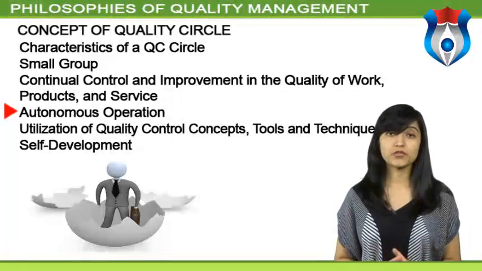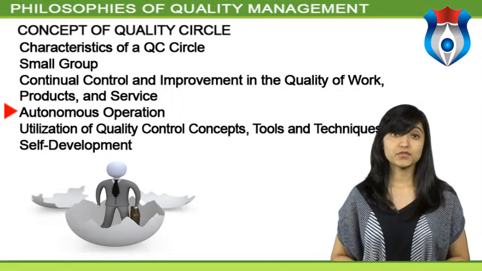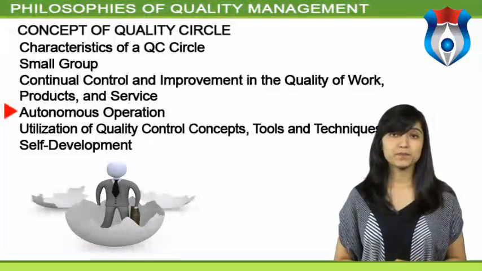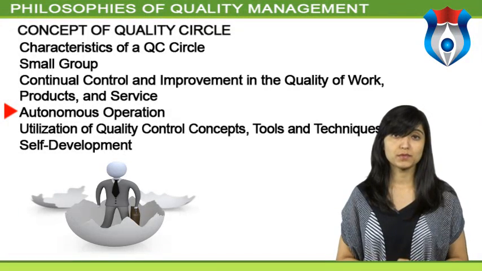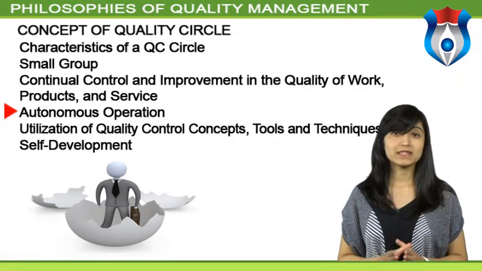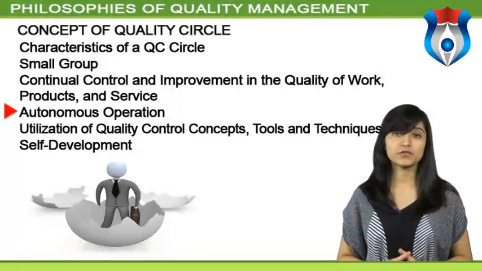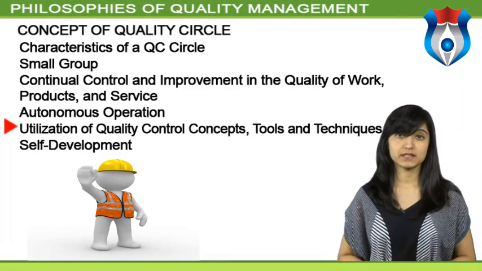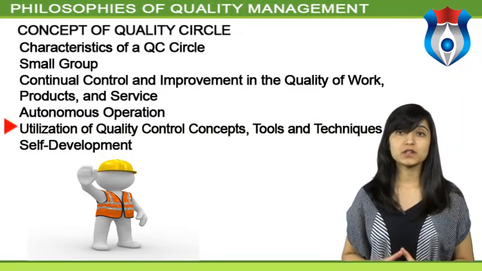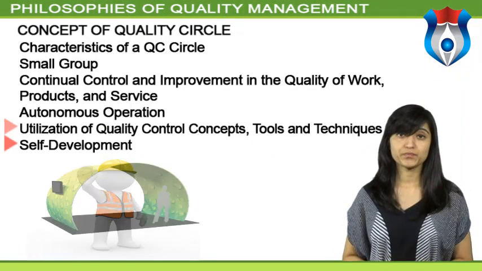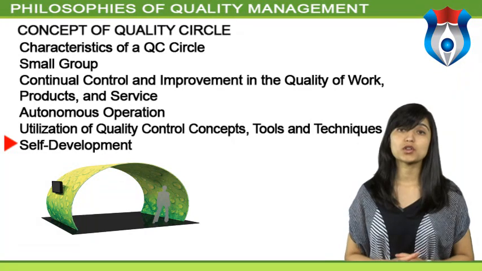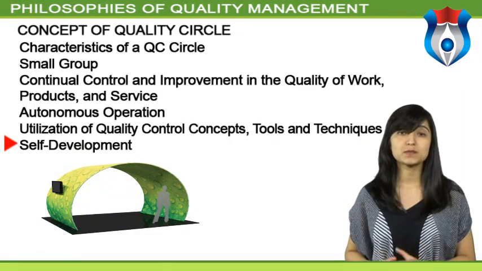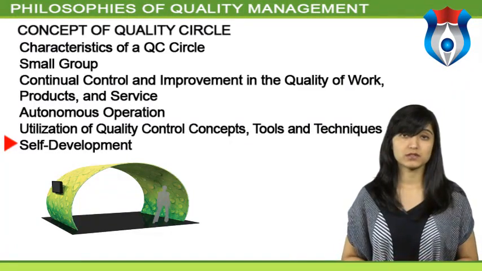Autonomous operation. They are free to choose the problems to solve. They identify what data to collect in order to better understand why the problems exist, and their members analyze the problems among themselves, though they sometimes consult other departments that affect their work. Utilization of quality control concepts, tools and techniques. The circle works with the aid of data throughout its problem-solving activities. Self-development. A QC circle contributes not only to the development of a sound working environment but also to the enhancement of individuals' abilities and potentials.